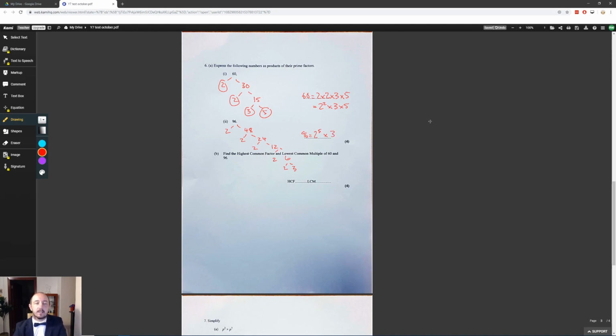And now we can find the highest common factor and lowest common multiple of these two numbers by using a Venn diagram.